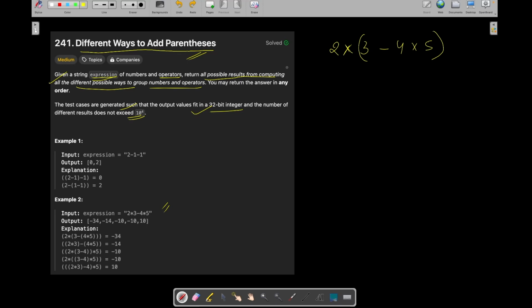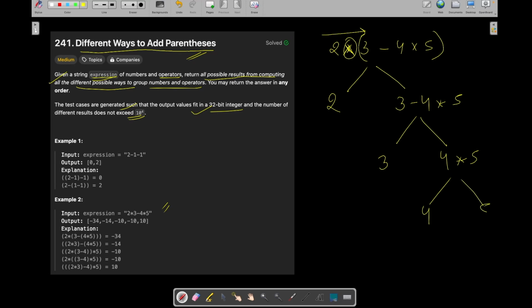Let's say we start iterating over this expression, and whenever we encounter an operator, we divide it into further subproblems. Now again we start iterating over this expression and again divide it into further subproblems. Let's say 3 and 4 multiplied by 5. Again this is an expression, so we will again divide it into further subproblems.